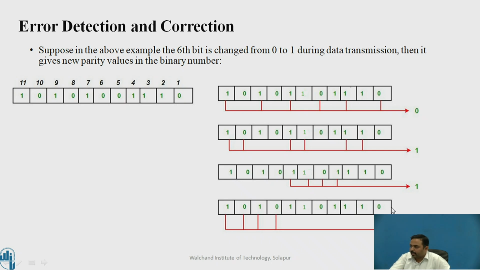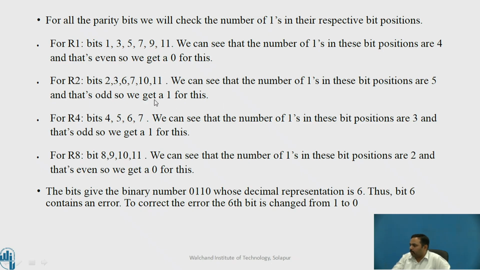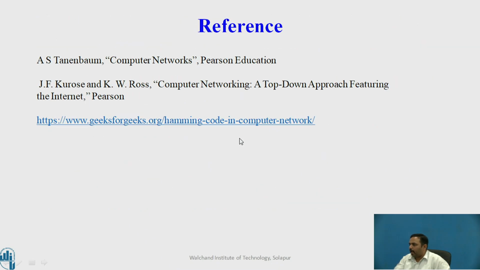So after calculating total number of ones, we have the binary number 0, 1, 1, 0. That is the decimal representation of the 6th bit. So that's why it contains an error that we can correct by changing 1 to 0. This is the total procedure of Hamming code.